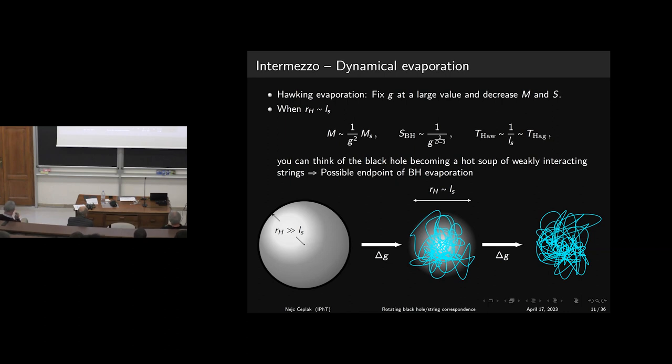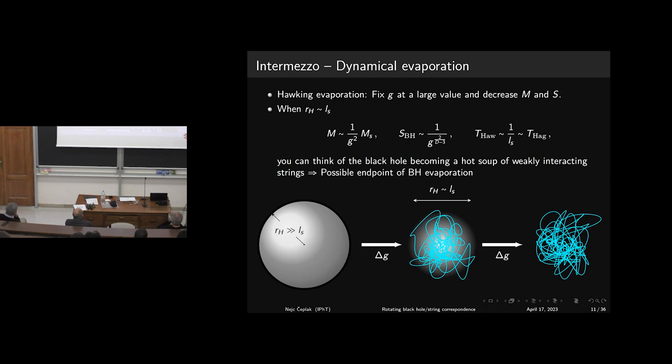Fantastic, cool. So just an intermezzo: if you're uncomfortable with the fact that I'm tuning the coupling and playing all these games, you can think of this as a model for Hawking evaporation. Obviously for Hawking evaporation, you wouldn't fix the entropy and dial the coupling. What you would actually do is fix the coupling at a large value and let the entropy and the mass decrease.